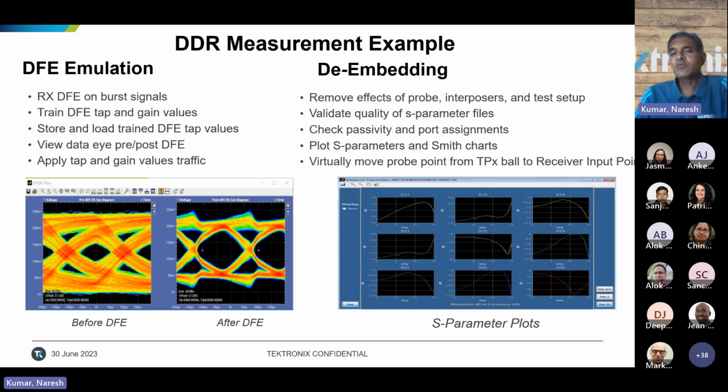Virtually, we are trying to move a probe point from some test point to the actual receiver input position or input point. So the de-embedding helps us in eliminating the effects of any of the channels which come in the picture. Now, what are these files that we apply for this? Typically, these are filter files created from the S parameter, and those filters are in turn applied on the signal which is received, as you're seeing on the left hand side. And then you are able to remap the signal to show you the characteristic as it is after de-embedding.